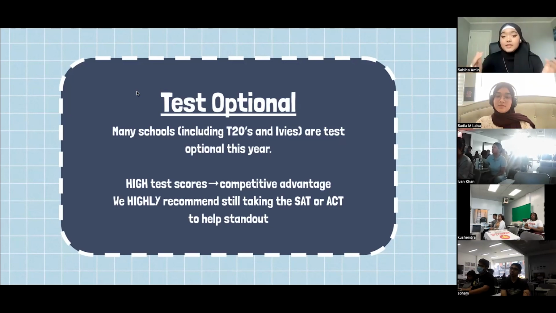Now, if that doesn't happen, there is the option of test optional, which in this case, Zainab would probably go for with her elite institutions.